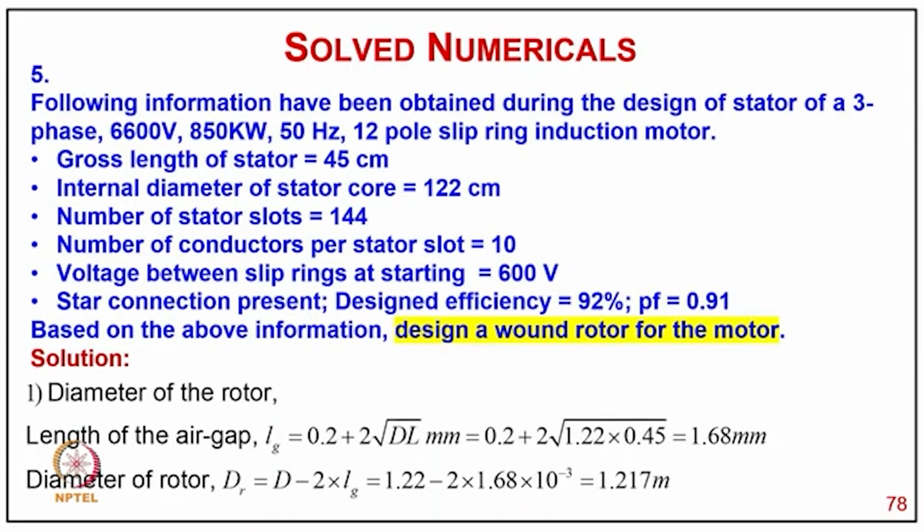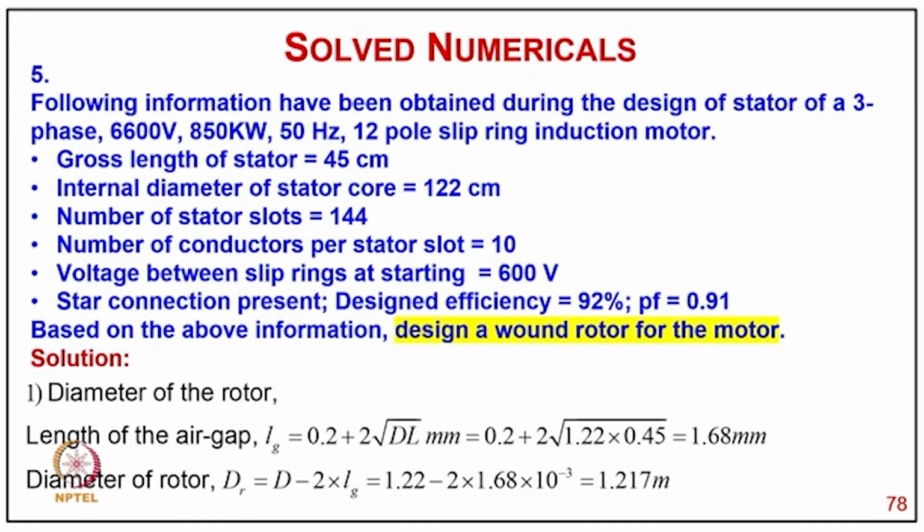So coming to the fifth numerical problem. The following information has been obtained during the design of a 3-phase 6600 volt, 850 kilowatt, 50 Hz, 12 pole slip ring motor. Gross length of stator is 45 centimeter. Internal diameter of stator core is 122 centimeter, number of stator slots 144, number of conductors per slot 10, voltage between slip rings at starting 600 volt, and stator connection star, design efficiency 92%, power factor 0.9. So based on the above information, design the wound rotor of the motor.